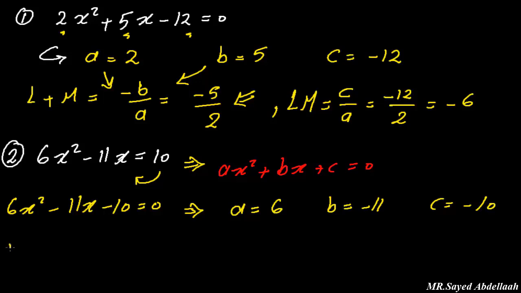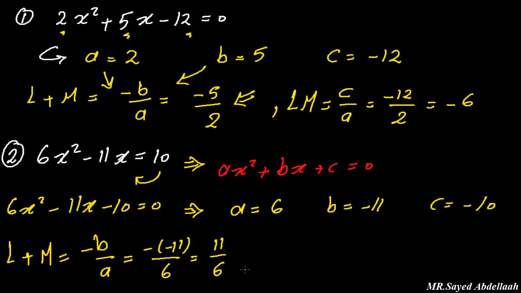First, the sum of two roots, L plus M. The sum of two roots equals what? Negative b divided by a, negative the coefficient of x divided by the coefficient of x². Negative b, negative times negative 11, divided by a, divided by 6, then equal to, negative times negative equals positive, 11 divided by 6.